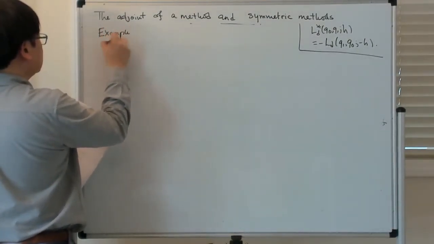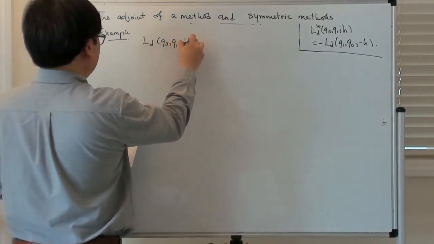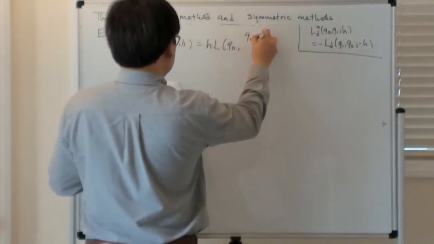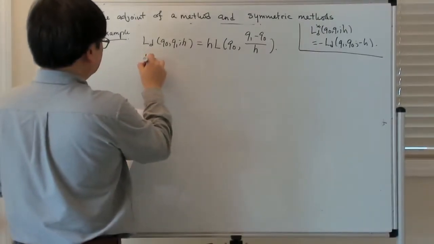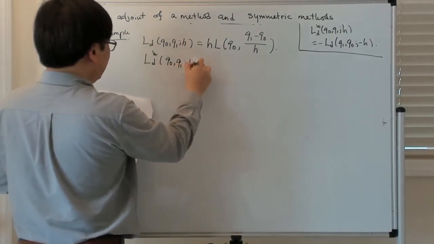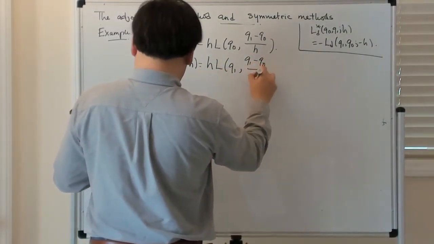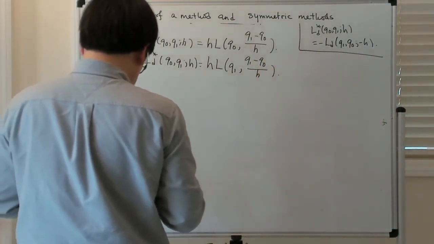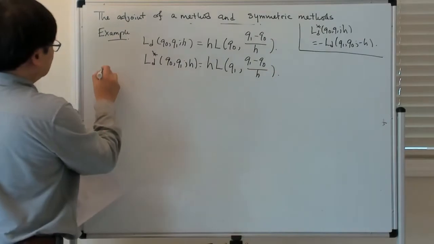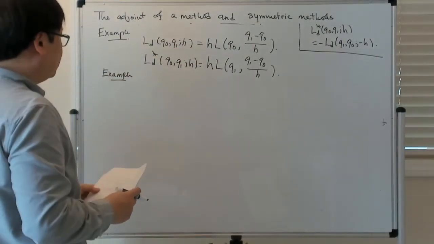Example. Okay, so if you have LD Q0 Q1, which depends on H, is H times L evaluated at Q0, (Q1 minus Q0) over H, then you can check that LD star Q0 Q1, again with the time step H, is equal to H L Q1, (Q1 minus Q0) over H. And then more generally, as part of these alpha discrete Lagrangians which we saw before, this is of course a special case where alpha is equal to 0 and alpha equals 1.